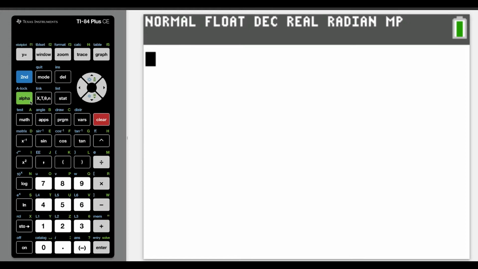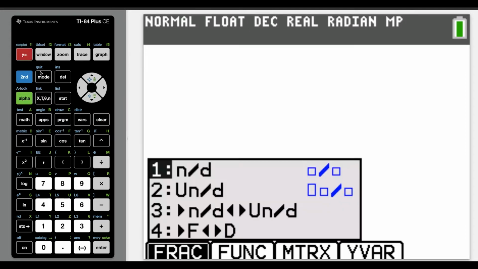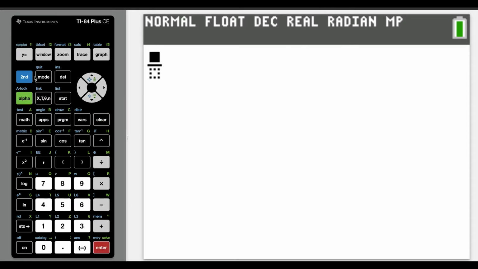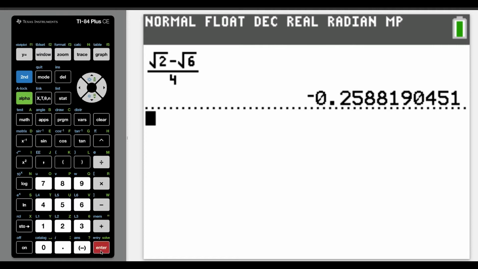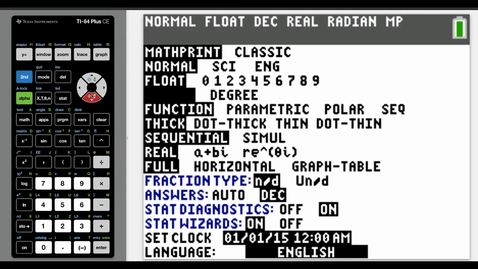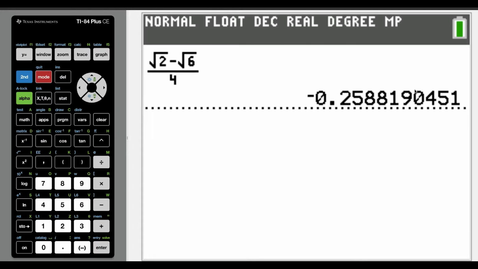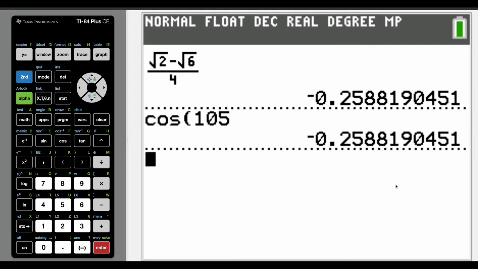Now, just to be 100% sure we did this correctly, we can write our answer as a fraction. So we press alpha y equals, enter to pull up a fraction, and we type square root of 2 minus the square root of 6 all over 4. And the first question we had was in degrees, so we'll go to mode and switch over to degrees here. And we want to see, is this decimal value equal to cosine of 105 degrees? So we're just going to test this out, and notice that we get a match, so our answer checks out.